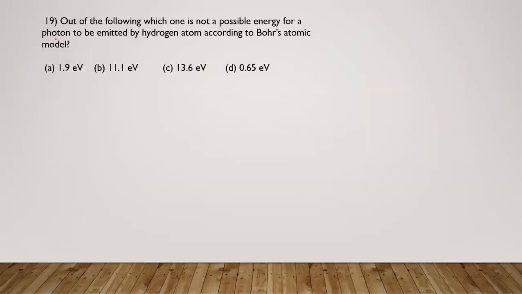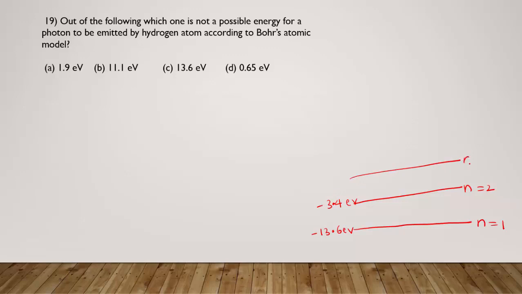Next question: out of the following, which one is not a possible energy for a photon to be emitted by a hydrogen atom according to Bohr's atomic model? Here you know the energy level diagram from Bohr's atomic model. In this case, N equal to 1, the energy in the ground state is minus 13.6 electron volt, and N equal to 2 is minus 3.4 electron volt.